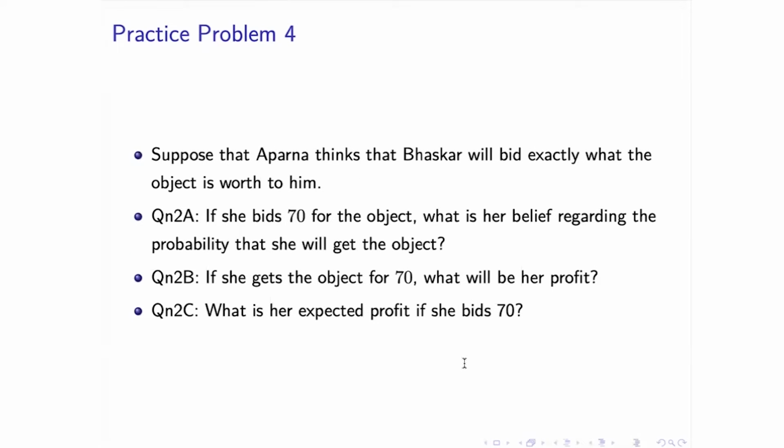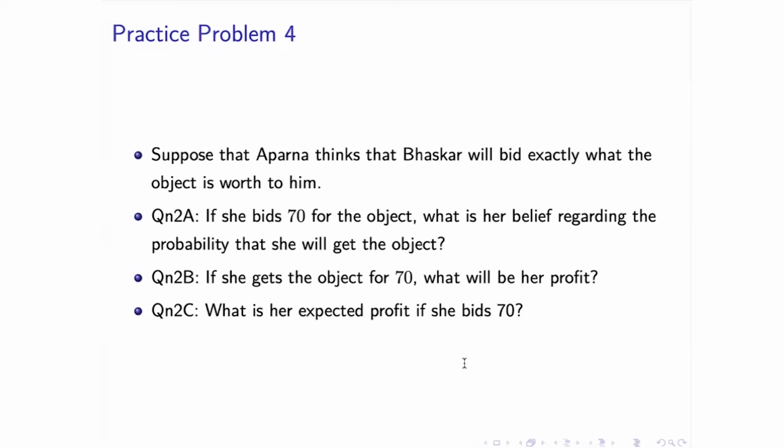So let's first assume that Aparna thinks that Bhaskar is going to bid exactly what the object is worth to him. We are going to see later on whether this assumption makes sense or not, but we start out with this assumption just to understand a few preliminary steps. So in this setup, Aparna has a valuation of 80 for the object, she thinks Bhaskar will bid exactly what the object is worth to him, and both of them draw independent valuations from the uniform distribution that we have discussed. Let's try and answer these questions, right?